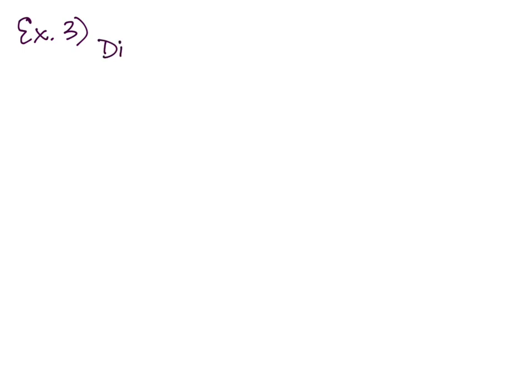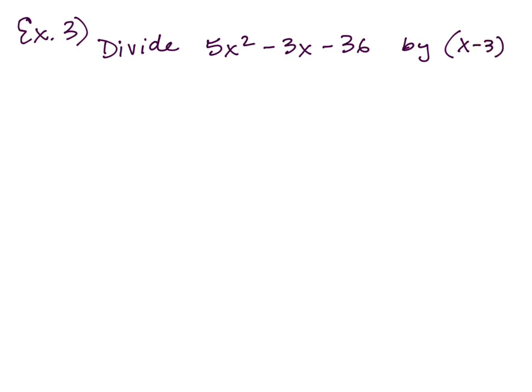It says, divide 5x squared minus 3x minus 36 by x minus 3. So what goes in the box? 3. 3 in the little box. And then my coefficients are 5, negative 3, negative 36. And the first thing we're going to do with the 5 is drop it straight down.